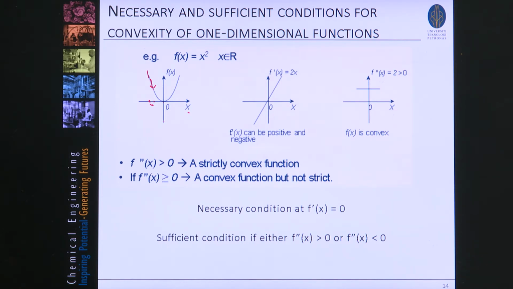Below, where x is negative, the gradient is negative, and where x is positive, the gradient is also positive. So we can see here the gradient is negative, and here the gradient is positive. So we have the first derivative, which is the gradient. Depending on the value of x, it can become negative in this case, and positive in this case.